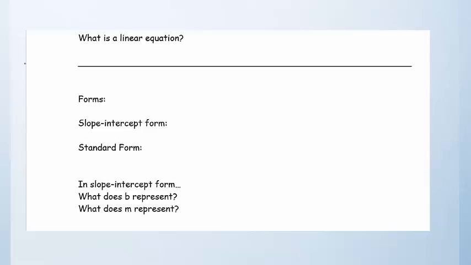Today we're going to review linear equations. Most of you have learned about these in Algebra 1. If anything like y equals mx plus b, or lines, slope-intercept, any of those words sound familiar to you, that's basically what we're going to relearn today.